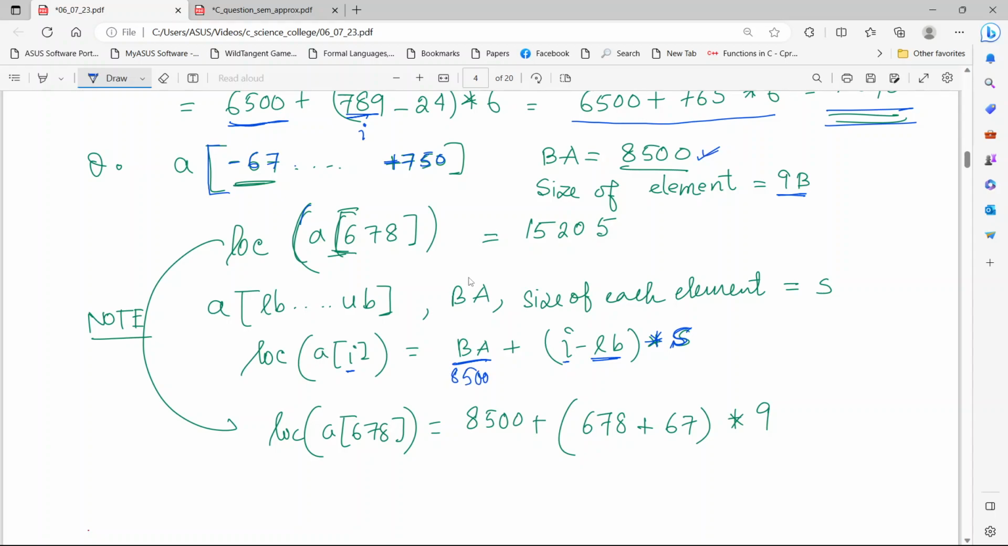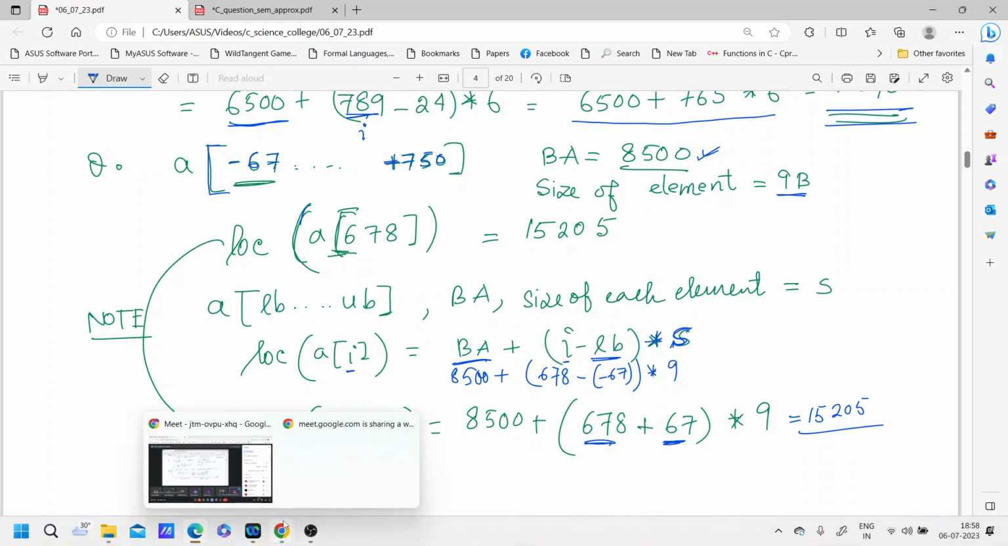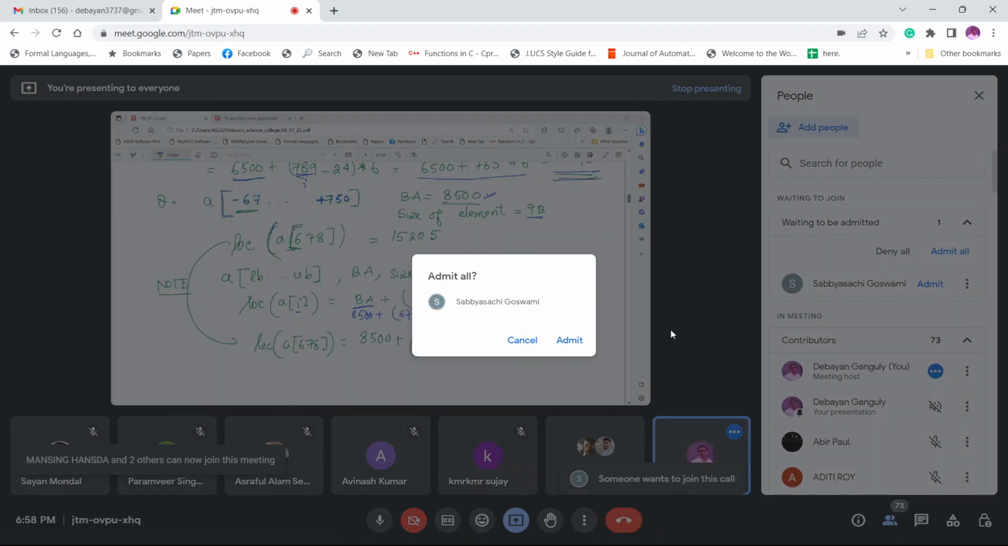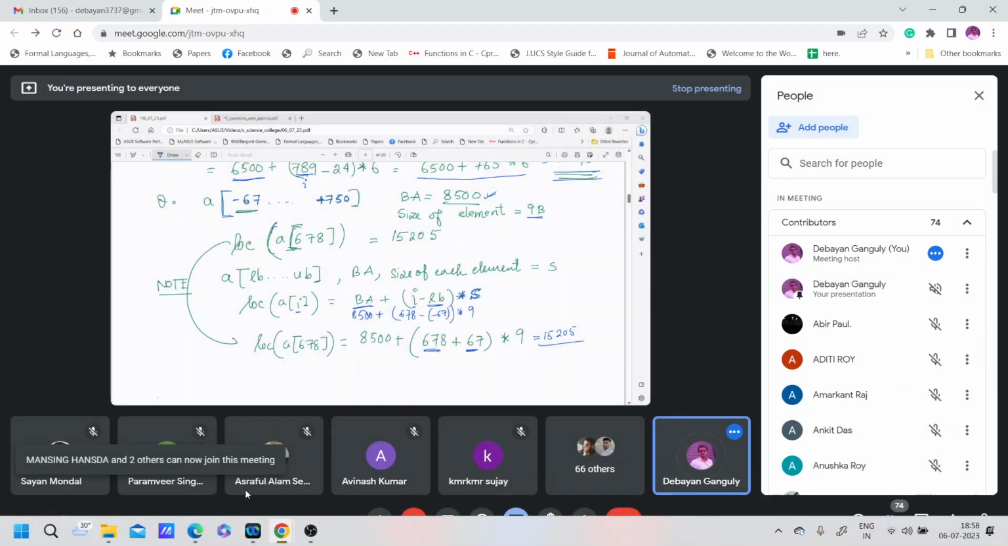The value of I: you have to find the location of 678. The lower bound is minus 67, that means minus of minus 67, and the size of each element is 9 bytes. So if you do that, that means 678 plus 67 multiplied by 9, and that will give you 15,205. This is how you can find the address for one dimension, that is a one-dimensional array.